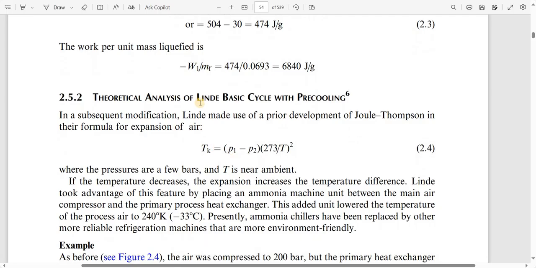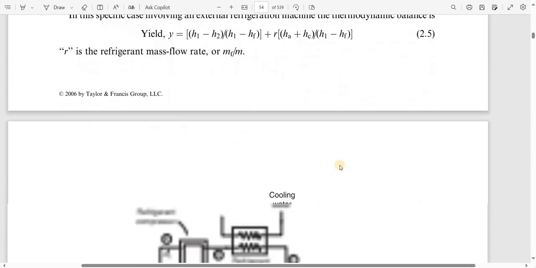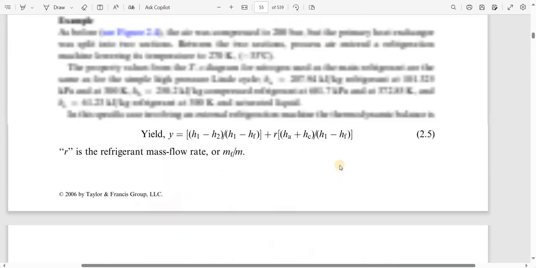So that is the theoretical analysis of the Linde basic cycle. With that, let's do another class, because we'll go into more depth on it.